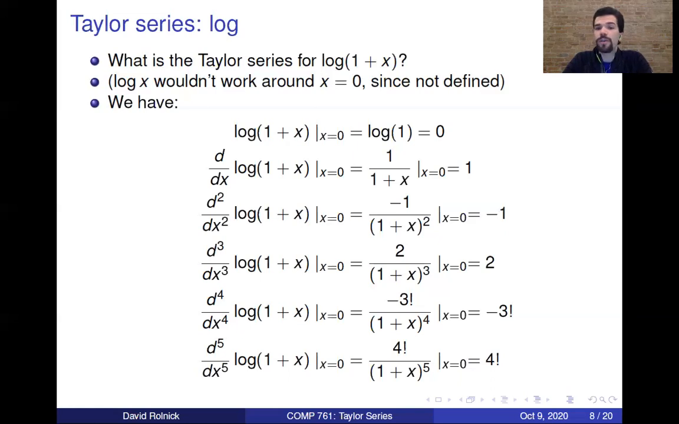This is just the chain rule. Applied to 1 over x to the n, the derivative of 1 over x to the n is just equal to -n over x to the n plus 1.